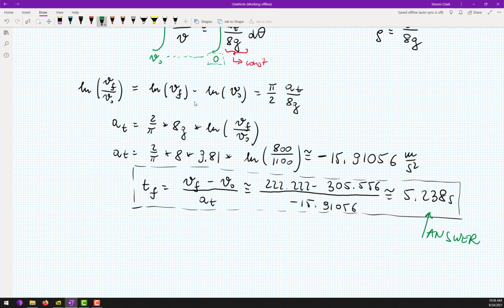Sure, because I could use meters per second because 305.556 divided by 222.222 is exactly equal to, oh, shoot, sorry, the other way around, yes? This is exactly equal to 800 divided by 1100. If you want, you can use this one here. I don't care. It will be the same answer. Note that units will change because these guys are expressed in meters per second.